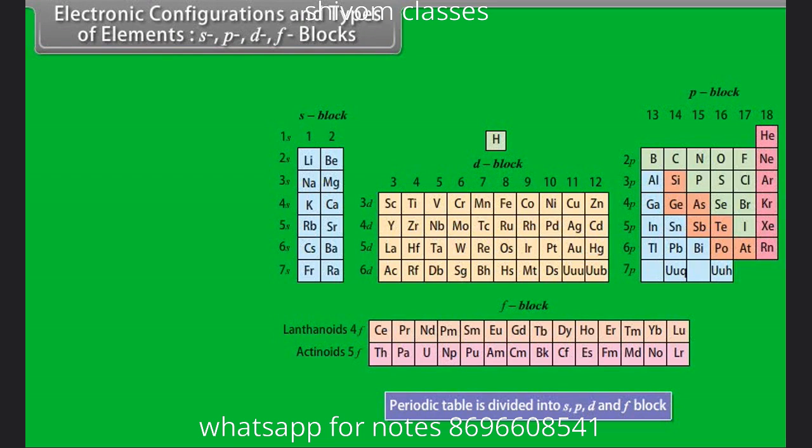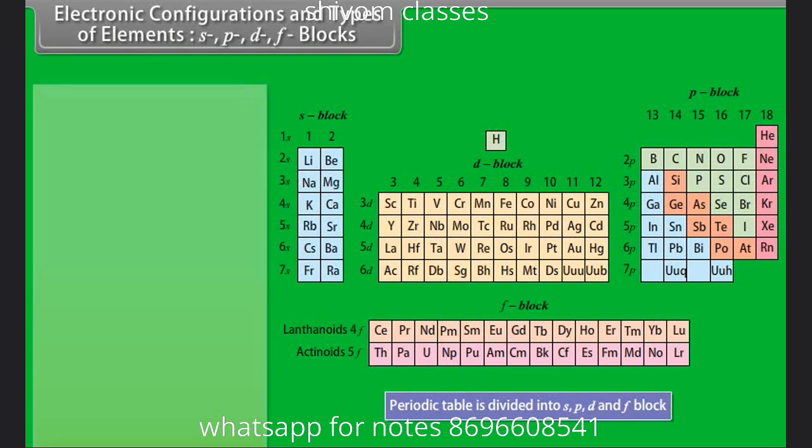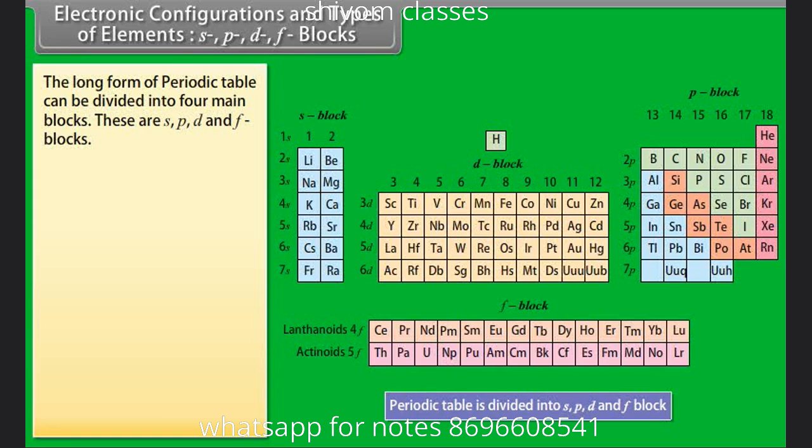Electronic configurations and types of elements. s, p, d, f blocks. The long form of the periodic table can be divided into 4 main blocks. These are s, p, d and f blocks.